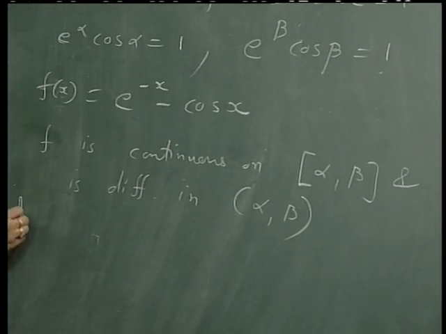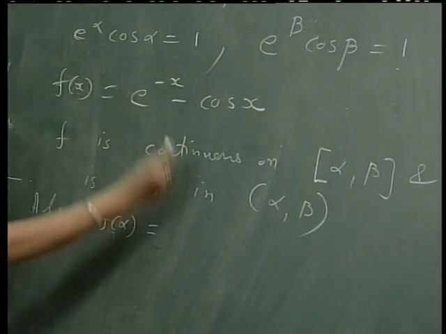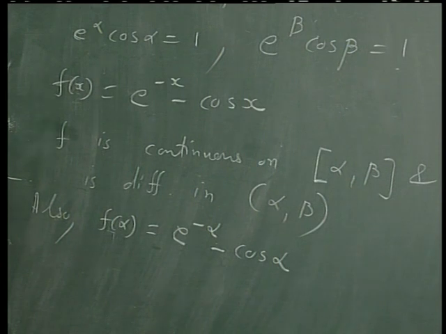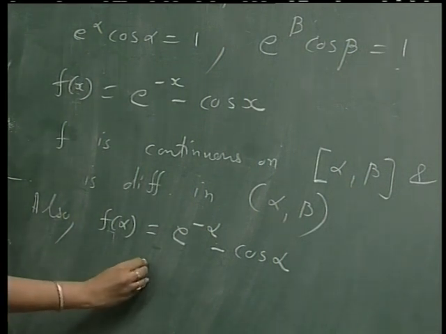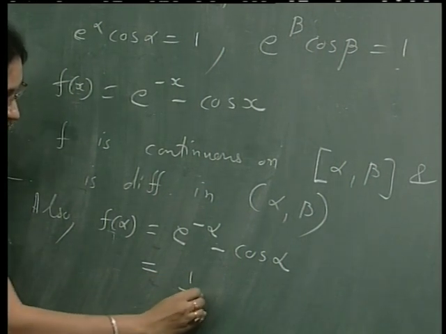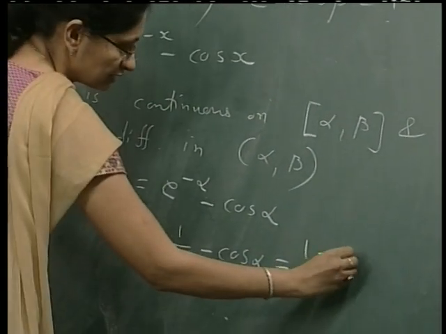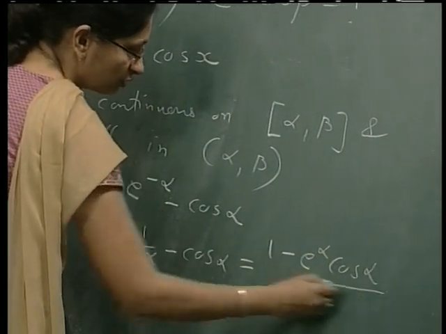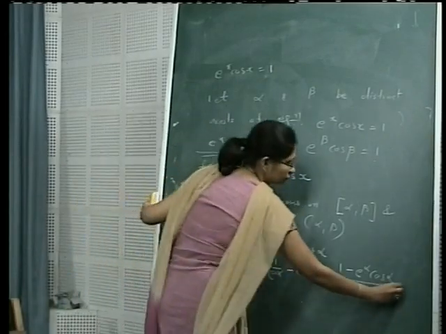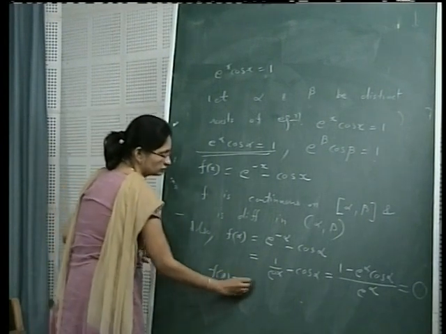Also, f of alpha is e raised to minus alpha minus cos alpha, which I can write as 1 upon e raised to alpha minus cos alpha, and that is 1 minus e raised to alpha cos alpha upon e raised to alpha, which is equal to 0, and similarly f of beta is also 0.